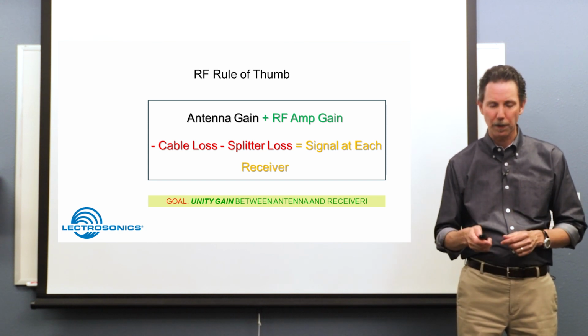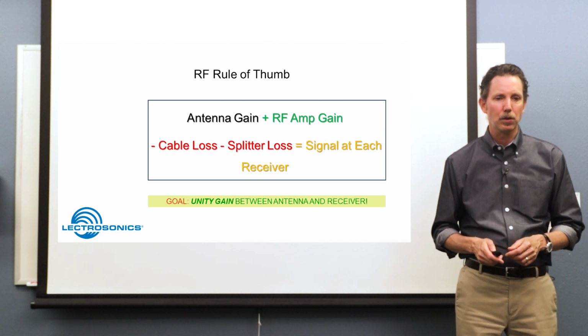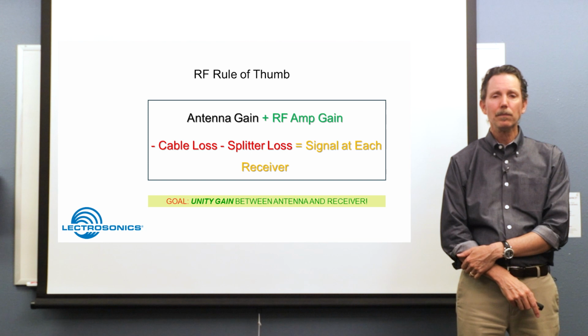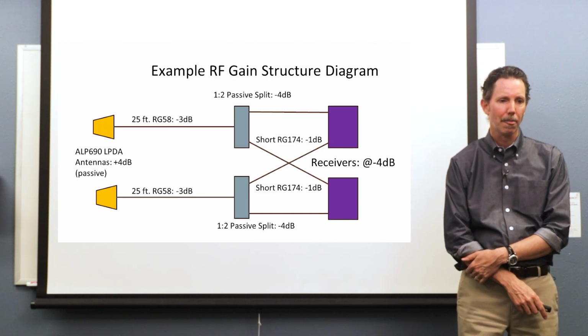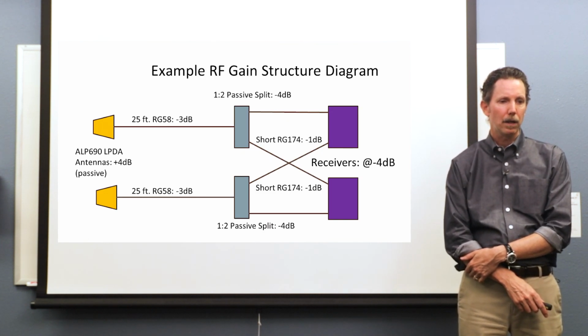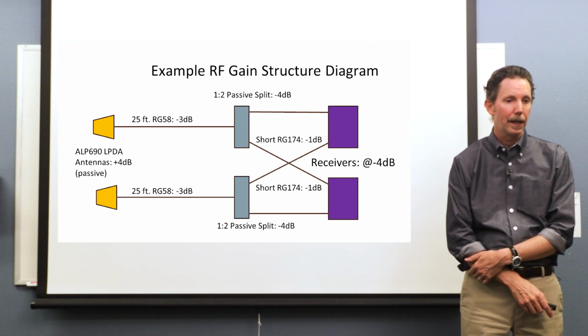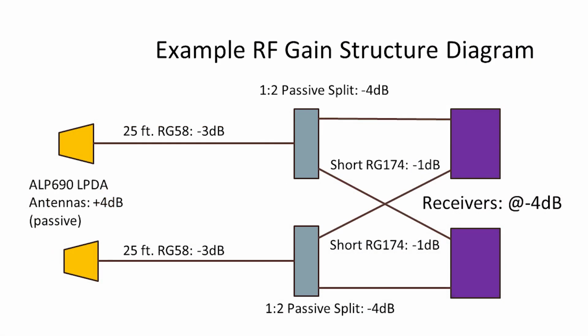Okay, so this is the rule of thumb, and I'm going to show you a couple examples of RF gain setting. So in this first slide here, we see ALP 690 amplified antennas, and the antennas are set passively, and so they already natively have 4 dB of RF gain.